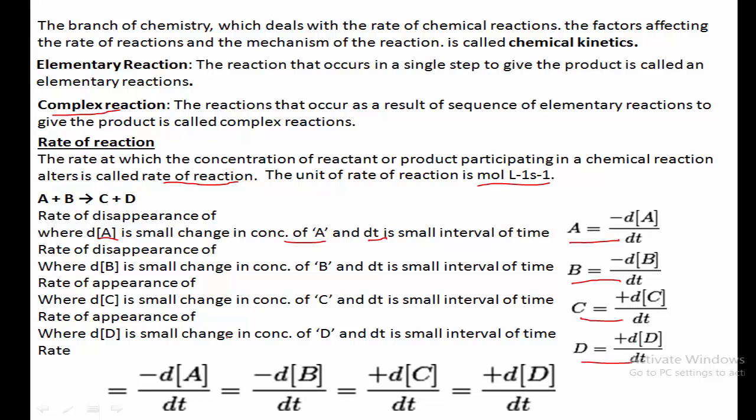So the overall rate is given as minus d[A]/dt is equal to minus d[B]/dt is equal to plus d[C]/dt is equal to plus d[D]/dt. So the decrease in concentration of reactants is equal to the increase in the concentration of products. So this is the overall rate which can be represented for the reaction A plus B gives C plus D.